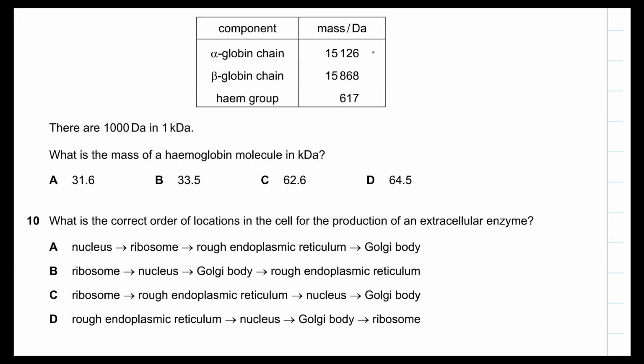So 15,126 times by 2 plus 15,868 times by another 2, because we have 2 alpha globins and 2 beta globins, plus 617 times by 4. This is going to give us 64.5 in kilodaltons. Therefore, the answer is going to be D.